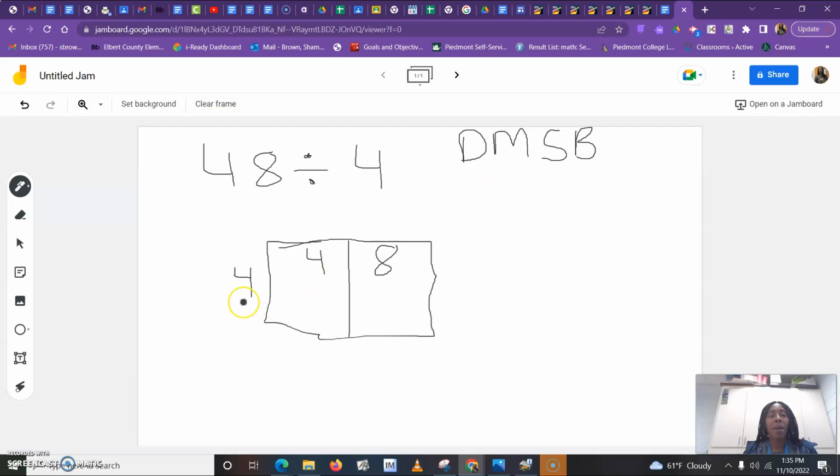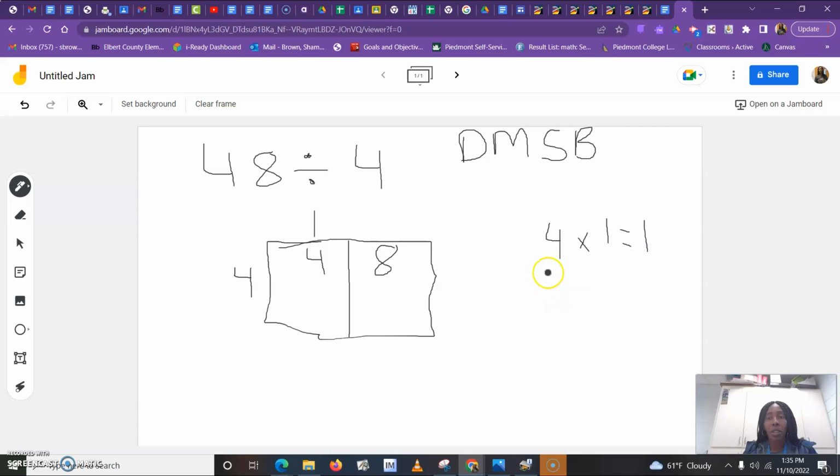So 4 divided by 4 is, ask yourself, what times 4 will give me something close to 4 without going over? Or how many groups of 4 can I get out of 4? And my answer will be 1, because if I think about my multiplication facts, 4 times 1 is 4.